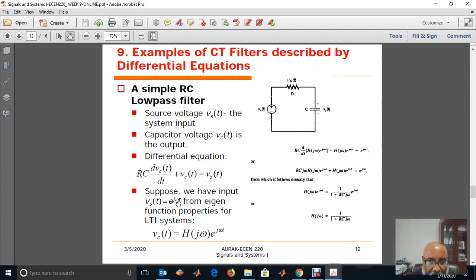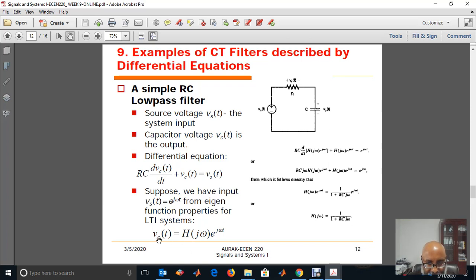Then this is a first order differential equation. The differential equation relating the input and the output is given by RC times the derivative of the capacitor voltage, dVc by dt, plus Vc of t is equal to Vs of t. Vc, the capacitor voltage, is equal to e raised to j omega t, which is the eigenfunction, times H of j omega, which is the frequency response.